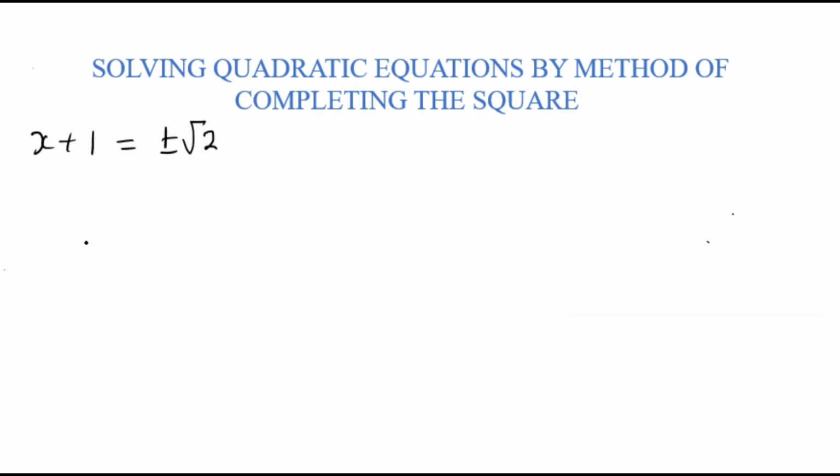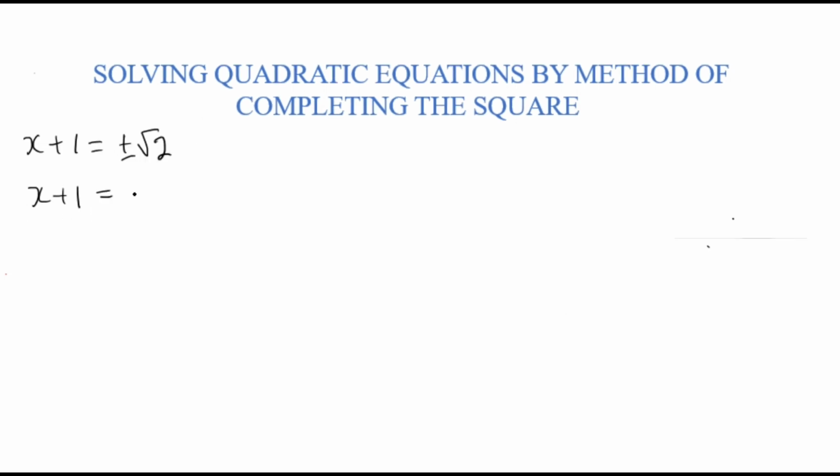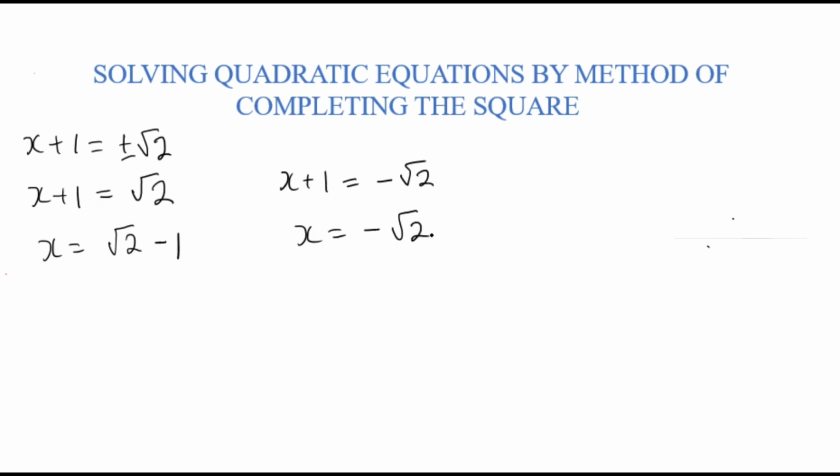So we have two solutions. x plus 1 equals root 2. x equals root 2 minus 1. Now our second solution is x plus 1 equals minus root 2. x equals minus root 2 minus 1. And that's our final answer.